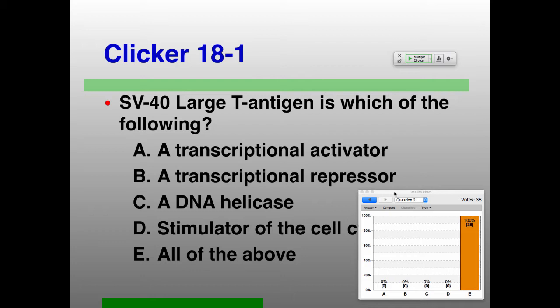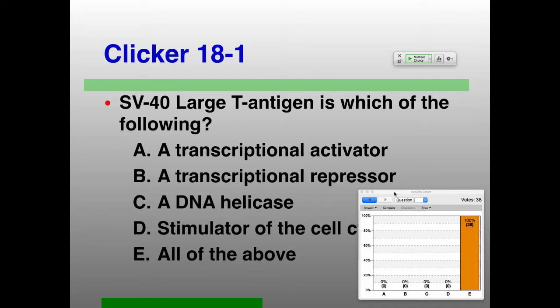What does it repress? Think about it. We have the late genes. What are the other genes in SV40? Late genes and early genes, exactly. So it represses the early genes because it's a feedback loop.